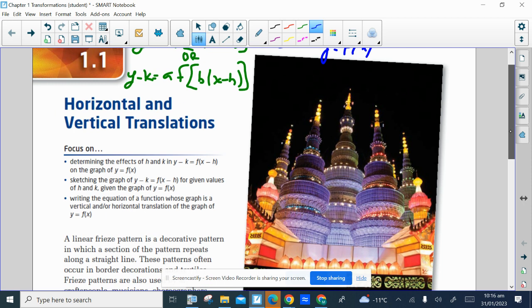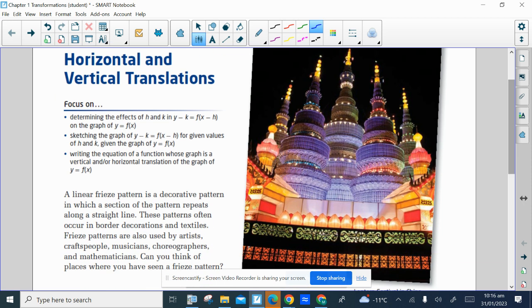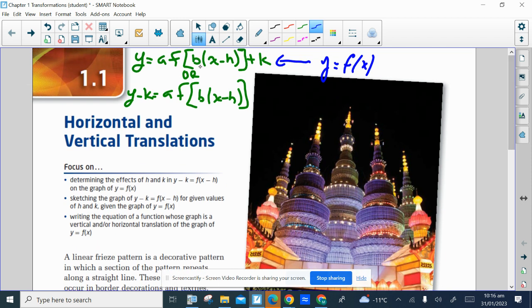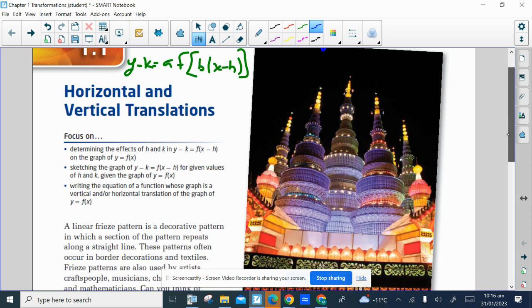So in this first lesson, we're going to see the effects of h and k in y minus k equals f at x minus h on the graph of y equals f at x. So notice that I've written 2 different versions here. The only difference is that in the second version, the k is brought over to the y by subtracting it from both sides. And there's a reason why sometimes it's written like that, and we'll make that clear when we figure out what k actually does.